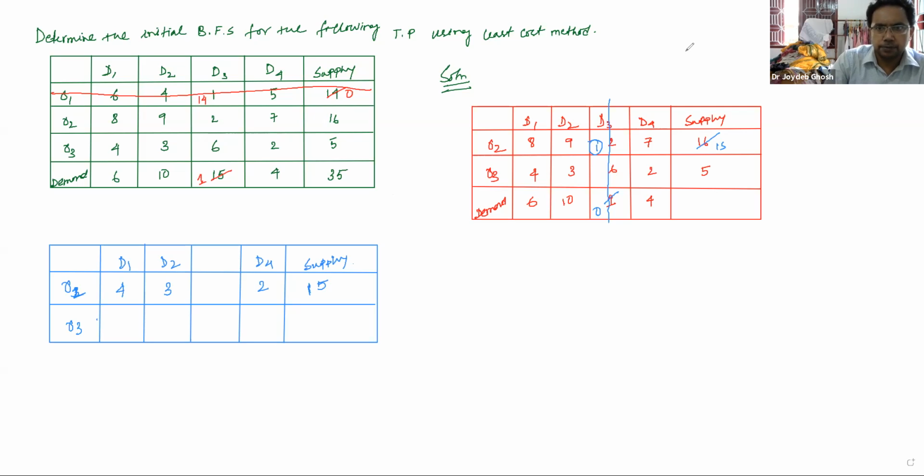So this is 8. So 8, 4, 9, 3, 7, 2, 6, 10, 4. This is 15 and 5. Now look at this. 8, 4, 9, 2. What is the least? Least is 4. So definitely we will supply 4. So this became 0 and this became 1. Okay. So right now this D3 is already exhausted.